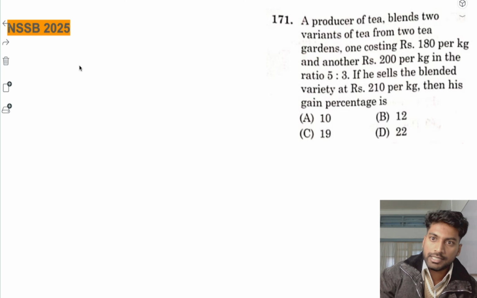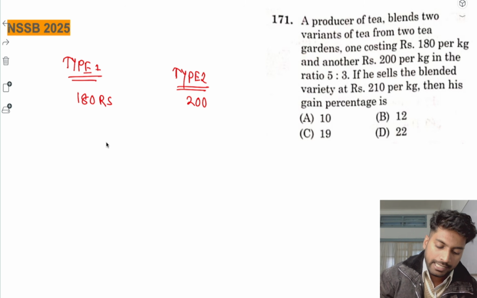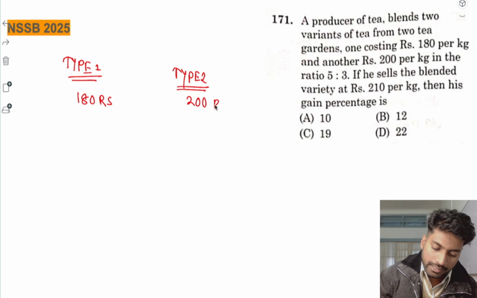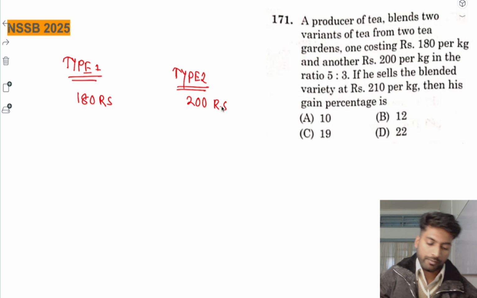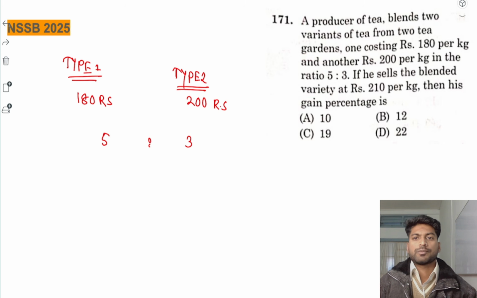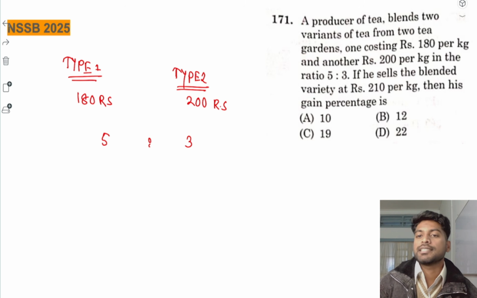Suppose he has two types of tea. Type 1 is 180 rupees per kg, and type 2 is 200 per kg. He is blending the tea in the ratio of 5:3. So just assume from the first type of tea he is taking 5 kg, and from the second type of tea he is taking 3 kg.